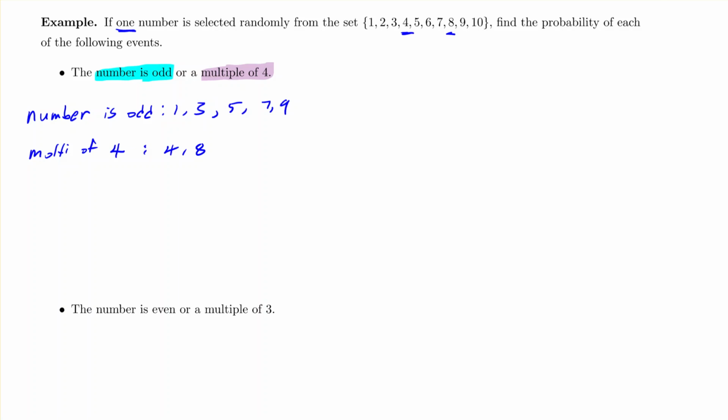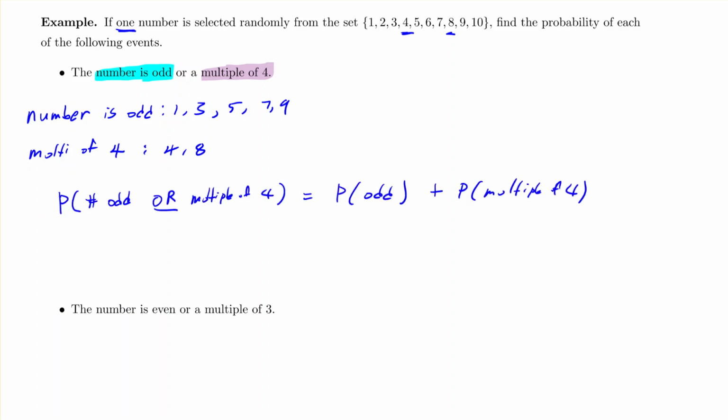Therefore, the way we find the probability, let me write the whole formula here. Probability of the number being odd or a multiple of 4 is probability of odd plus probability of multiple of 4. We don't need to worry about subtracting the probability of odd and multiple of 4 because there's no odd number that is a multiple of 4. So for odd, we have a total of 5 numbers out of 10 numbers, plus the probability of a multiple of 4: we have 2 numbers out of a total of 10 numbers. So the probability is 7 over 10, which is 0.7.